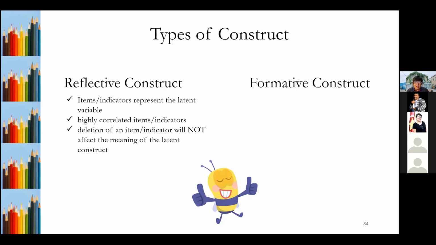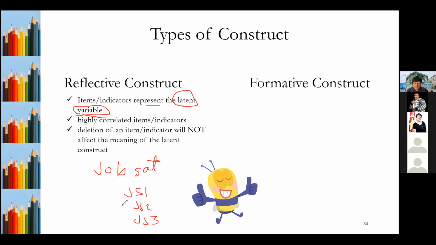So let's start with a reflective construct. A reflective construct is a construct where the items or indicators represent the latent variable. If you still remember, latent variables are variables that are considered unobserved, such as, for example, job satisfaction. Let's say we have a construct, job satisfaction, and meron siyang tatlong items, let's name it as JS1, JS2, and JS3. And let's say these are the 3 items that measure job satisfaction.